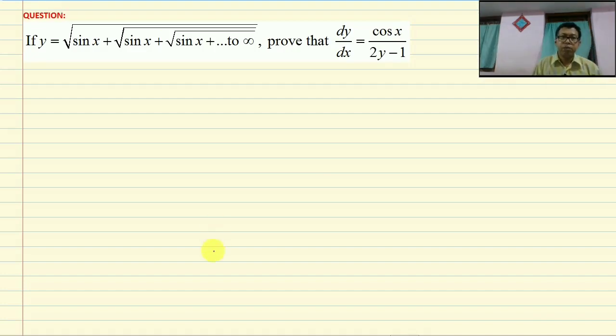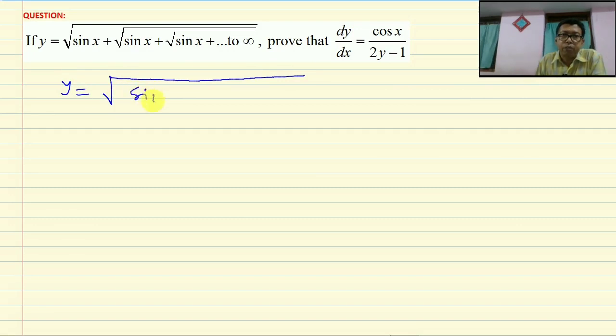Our first example, taken from NCERT, is y is equal to root over of sin x plus root over of sin x plus root over sin x up to infinity. You have to show that dy/dx is equal to cos x upon 2y minus 1. So take y is equal to root over of sin x, the first term, plus the remaining part. This remaining part is as usual the same as the series started earlier. If you omit only one term, you get the remaining part as usual of y. So you can write it as y.